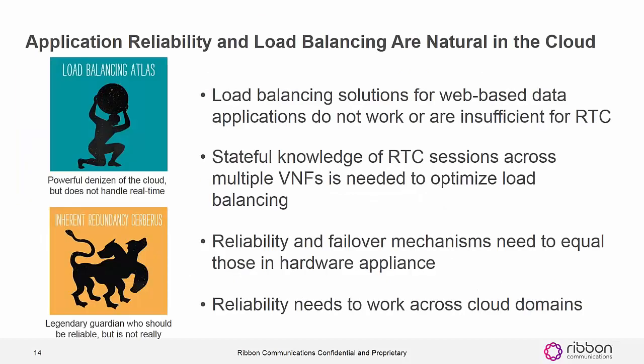Okay, so I talked about these two complementary VNFs, the load balancing Atlas and the inherent redundancy Cerberus. So load balancing Atlas, in theory, right, this powerful denizen of the cloud who should be able to handle traffic and load balance across these virtual resources that you're deploying. But the reality is it doesn't really do well for real-time communications, and I'll explain that in a minute. And then the redundancy Cerberus, right, is a guardian who should be reliable. So where's your reliability in the cloud? What are those failover mechanisms that need to work?